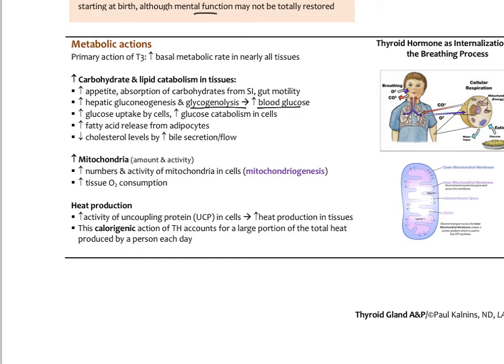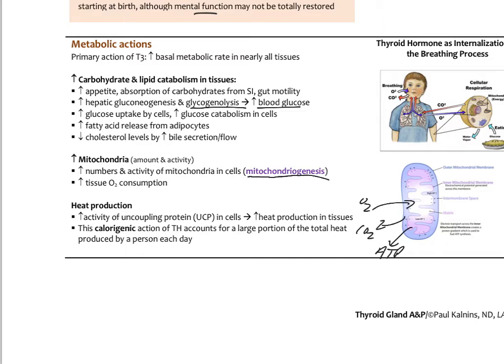Thyroid in mitochondria really increases the amount and activity of mitochondria. So it increases the numbers of the mitochondria in cells, and so it stimulates what's called mitochondriogenesis, and it also increases tissue oxygen uptake and consumption. And then finally, remember in mitochondria, oxygen is brought in, CO2 is going to be released, and in the process, we are going to make ATP.